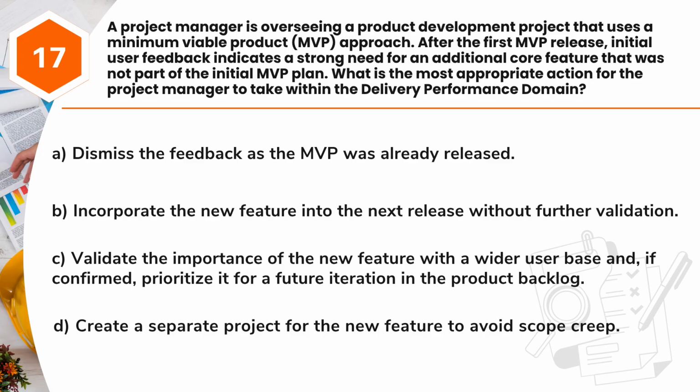A. Dismiss the feedback as the MVP was already released. B. Incorporate the new feature into the next release without further validation. C. Validate the importance of the new feature with a wider user base and, if confirmed, prioritize it for a future iteration in the product backlog. D. Create a separate project for the new feature to avoid scope creep.